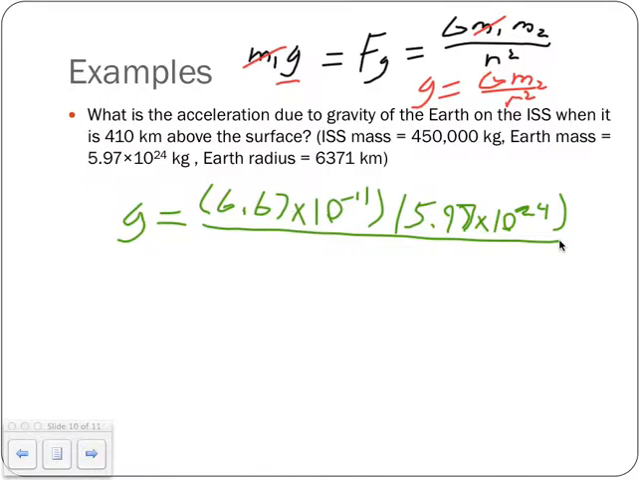pull this guy up again. So it will be 410 plus the radius of the Earth, 6371, and so 6781, but we have to get it in meters, so we put this out here. So 6,781,000 squared. And so this should be the acceleration due to gravity at the International Space Station due to the Earth. And so 6.67 times 10 to the negative 11th times 5.97 times 10 to the 24th divided by 6781000 squared.